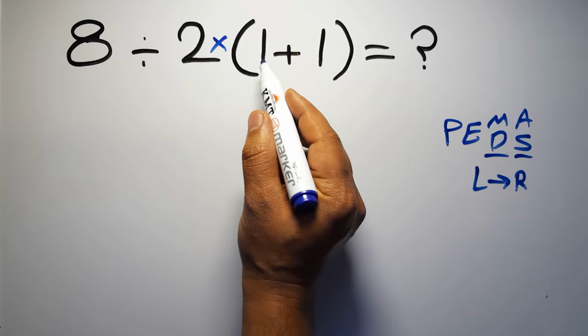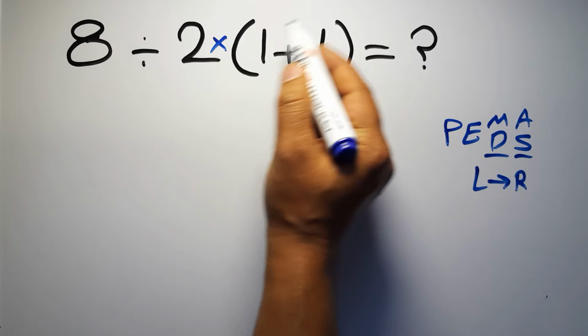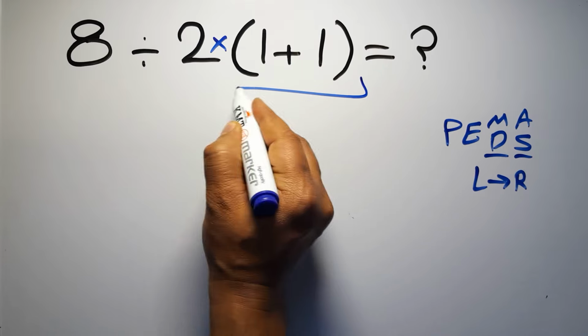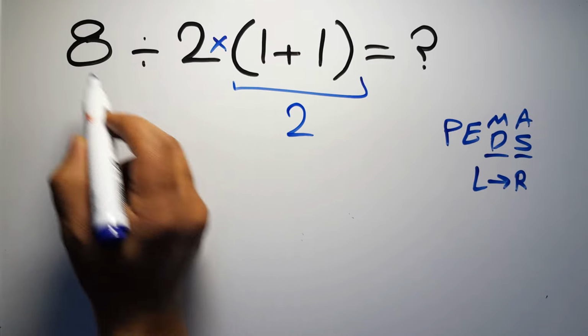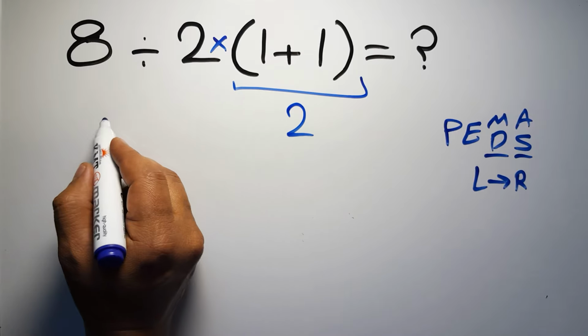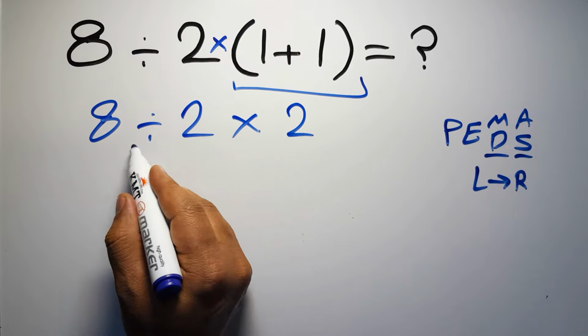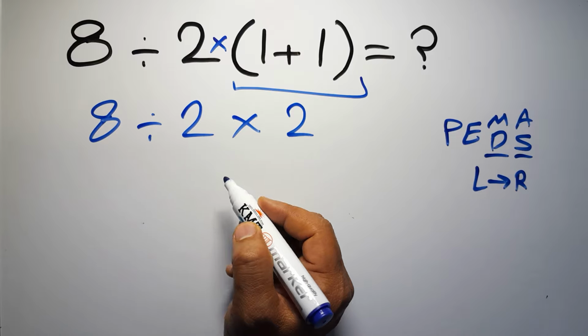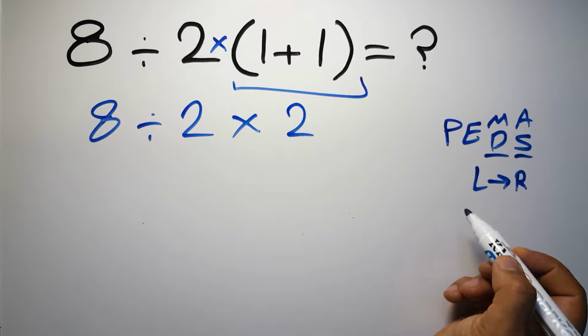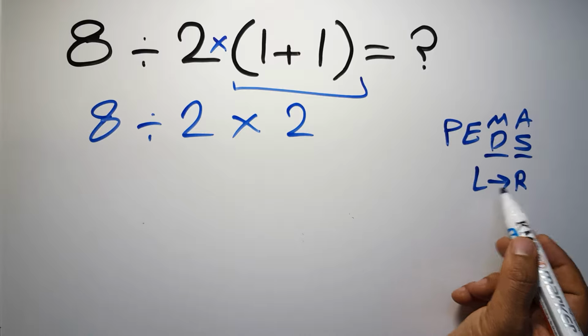So first 1 plus 1 inside this parentheses, which gives us 2. Okay, so 8 divided by 2, then times 2. Now we have one division and one multiplication. As I said, the multiplication and division have equal priority and we have to work from left to right.